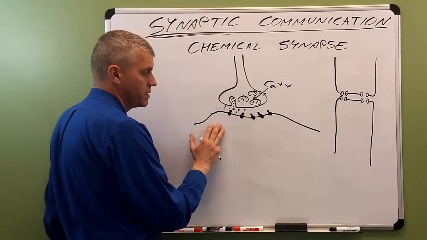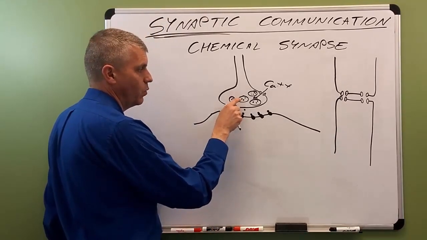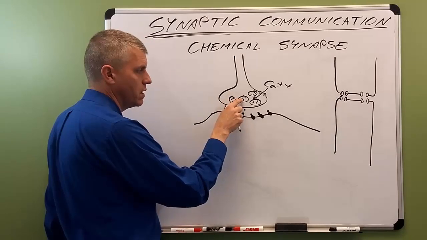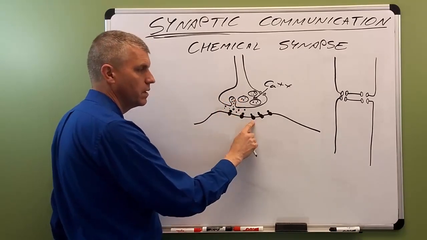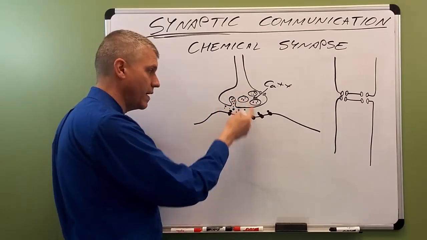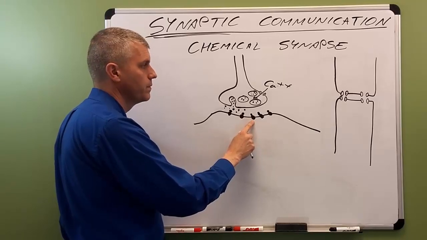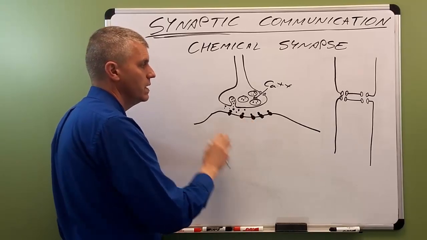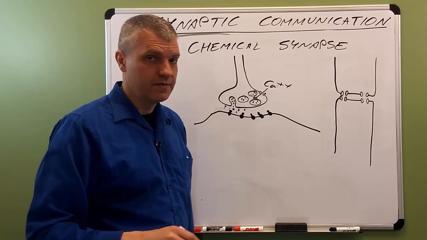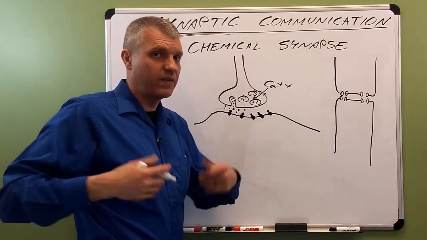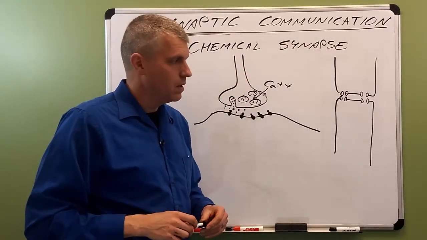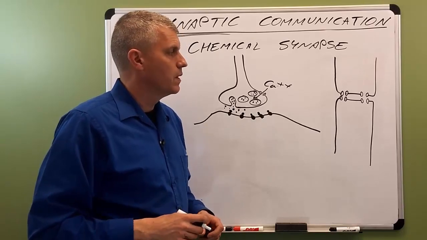Whatever this cell experiences, that's going to depend upon what particular neurotransmitter we're talking about and what particular neurotransmitter receptor for that neurotransmitter we're talking about. And that's the answer to that question of how does communication occur, or what are the steps of communication that happen in a chemical synapse.